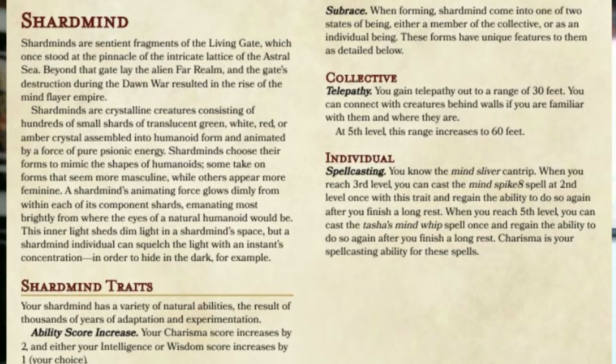For an example set, Mind Sliver can be our cantrip, Mind Spike will be our 1st level spell cast at 2nd level, and then Tasha's Mind Whip will be our 2nd level spell given at 5th. Psychic damage dealing spells for Psychic, Rock, Gemstone race. And then with some polishing, our race is done. And hopefully yours is too.